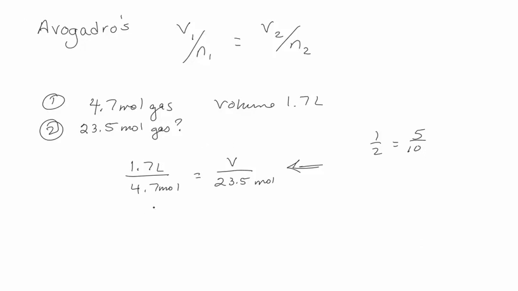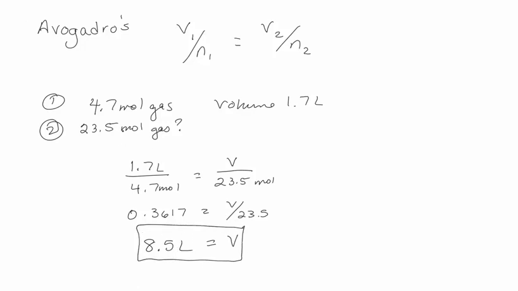So we run this arithmetic, 1.7 divided by 4.7, and I get 0.3617, and that's going to be equal to the volume I don't know, divided by 23.5. Multiply both sides by 23.5, and I get a volume of 8.5 liters. So when I multiply the number of moles of gas I have by 5, I'm also multiplying the volume by 5.